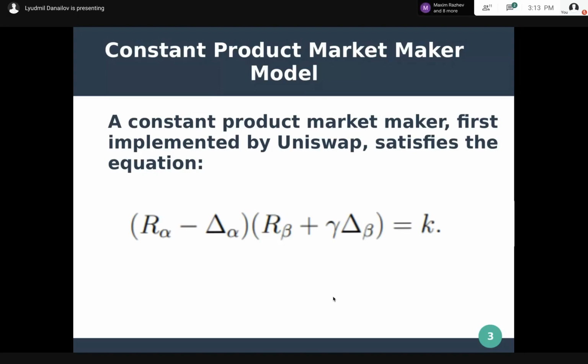Okay, so yeah, this is called slippage. It means the price will change if you want to buy too many tokens. So let me show.